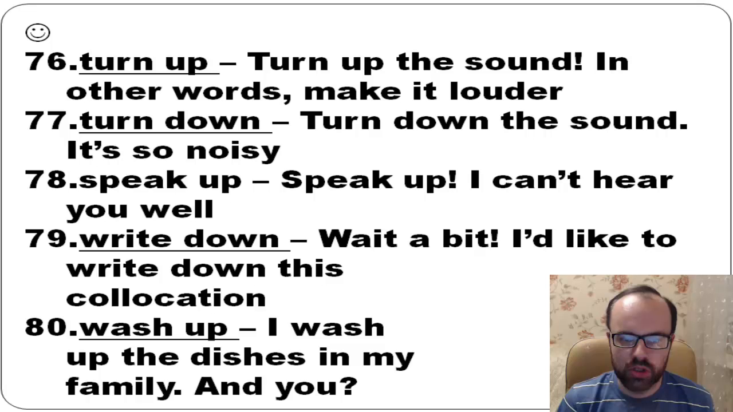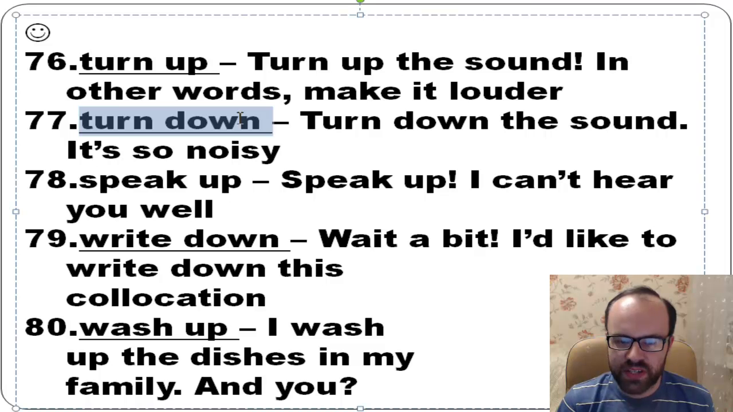Well, so turn up the sound. So in other words, make it louder. Turn down the sound. It's so noisy. Yes, maybe the music is too loud, and you say, turn down the sound.